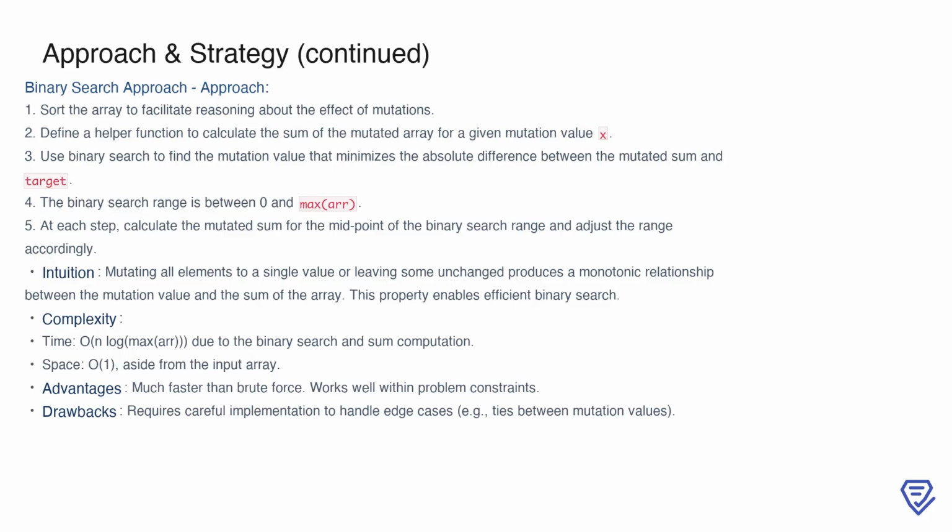The reason this works is that the relationship between the mutation value and the array sum is monotonic. Mutating all elements to a single value or leaving some unchanged creates a predictable progression. This property makes binary search both effective and efficient.